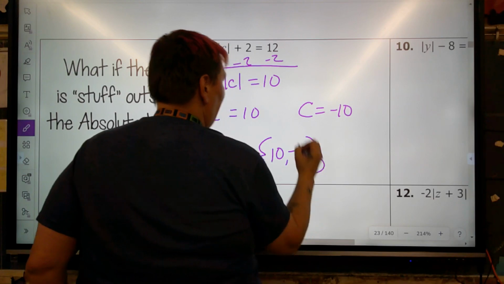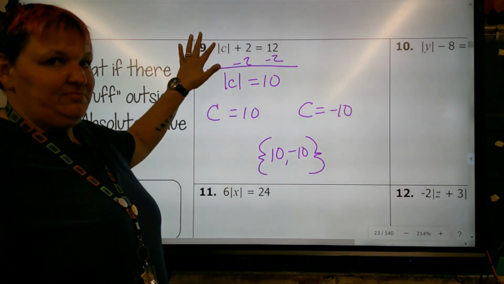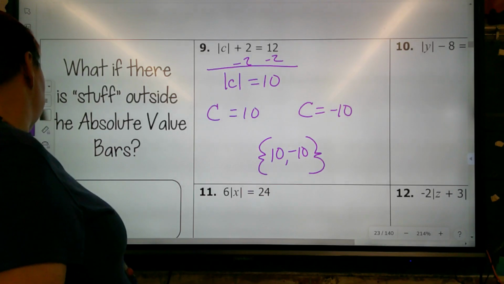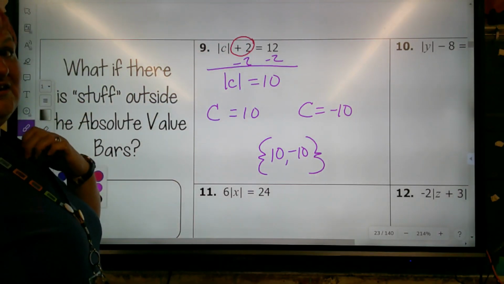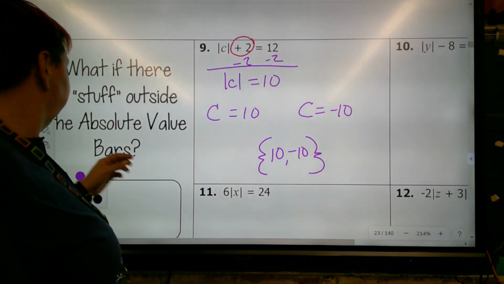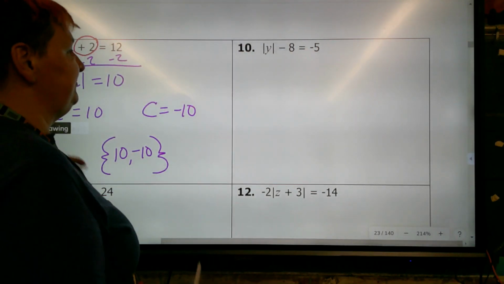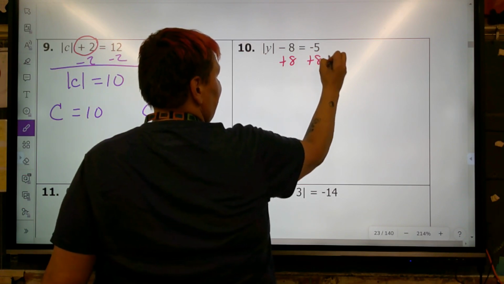So there was a constant in the way of the absolute value equation being isolated. There was something in the way, right? This was in the way. So I used the inverse property to get rid of it first. All right, so again, what if there's something in the way? We're going to use inverse property to get rid of it.